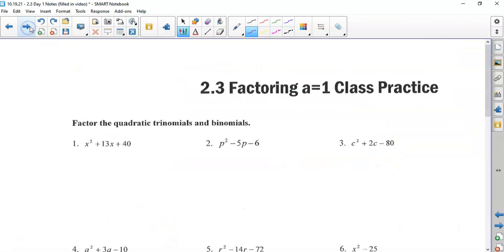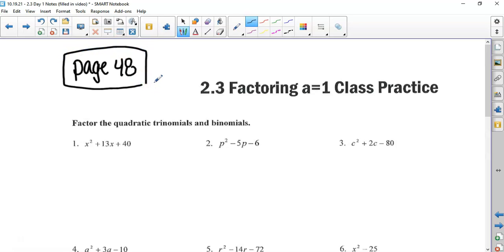So our class practice is on page 48. I will put the answer key to this in today's green folder. I would ask that you work with a partner on it, and then if there's one that you aren't agreeing on, you can always check in with me in the key that's in the folder. But work with a partner on this, please.